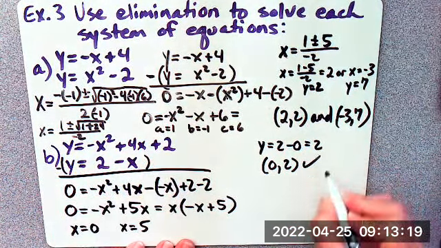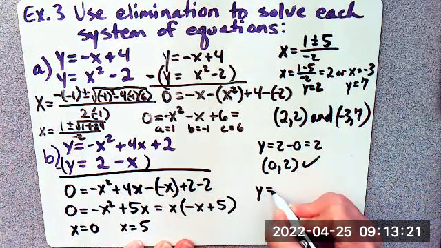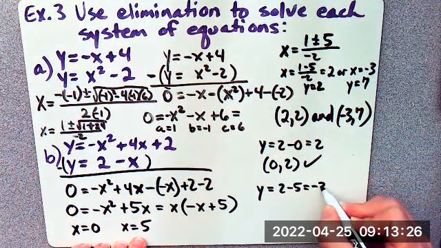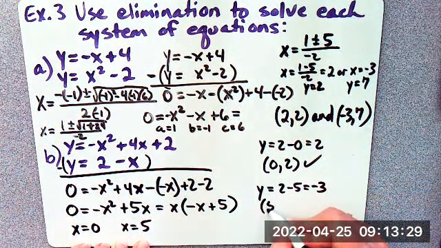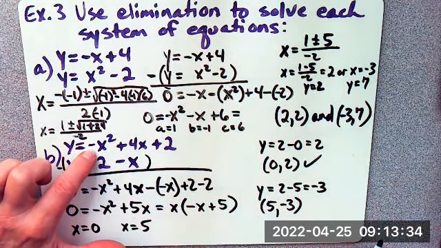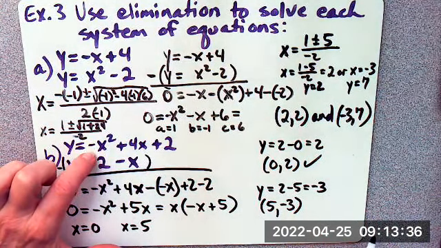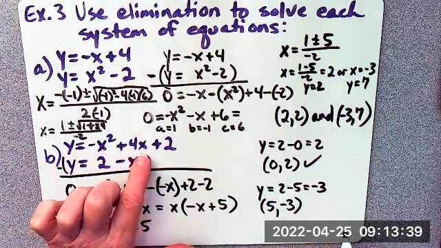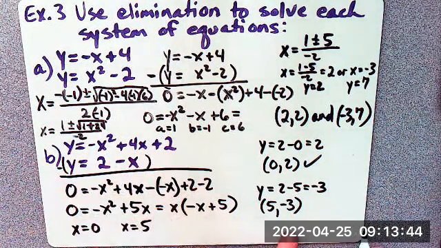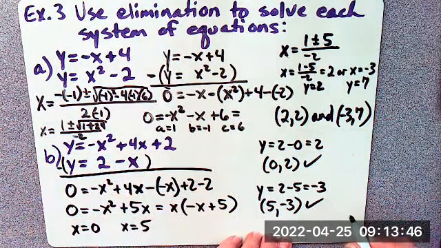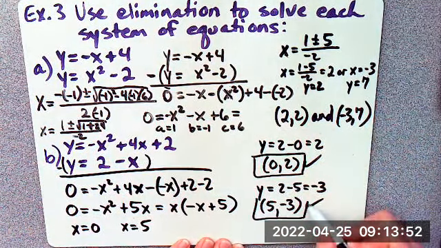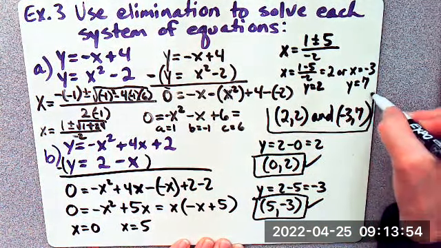So that one checks. The next one we're going to put in is x is 5. So we have 2 minus 5 equals negative 3. So we have 5, negative 3. So let's check that. Negative 5 squared, so negative 25, plus 4 times 5 is 20, so that's negative 5, plus 2 is negative 3. So that checks as well. So we have our 2 solutions right here and right here, just like those 2 solutions.